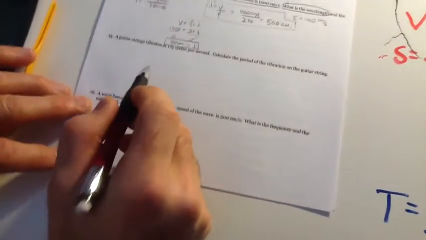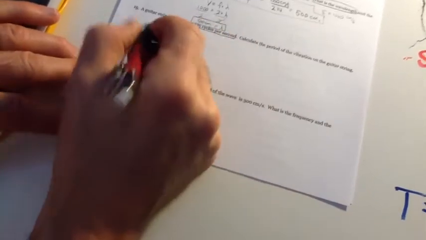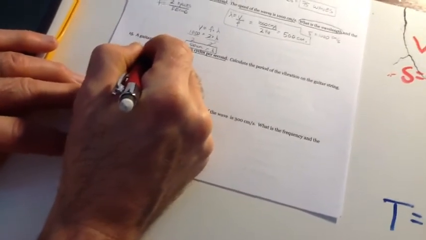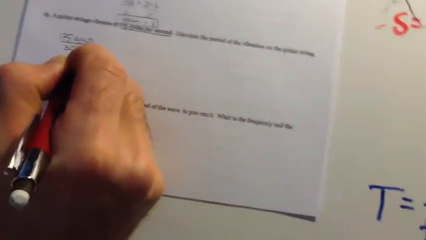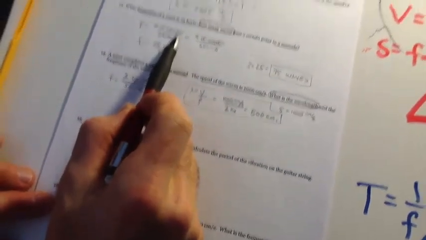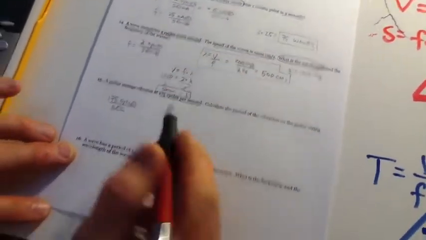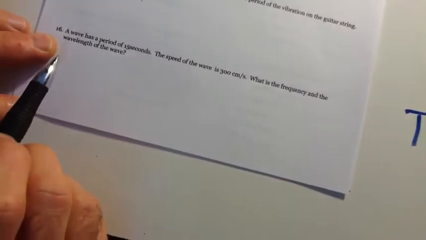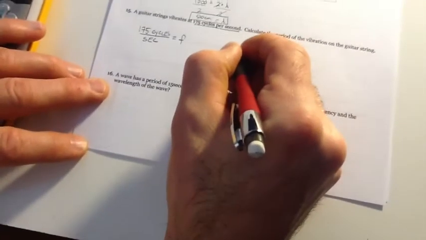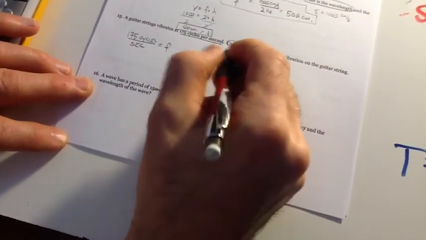Alright, here we go. Number 15. A guitar string vibrates at 175 cycles per second. If we looked up here, the number of cycles per second was the definition of frequency. So back down to here, this is frequency. Calculate the period of vibration on the string. So let's circle that, calculate the period, to keep within our system.